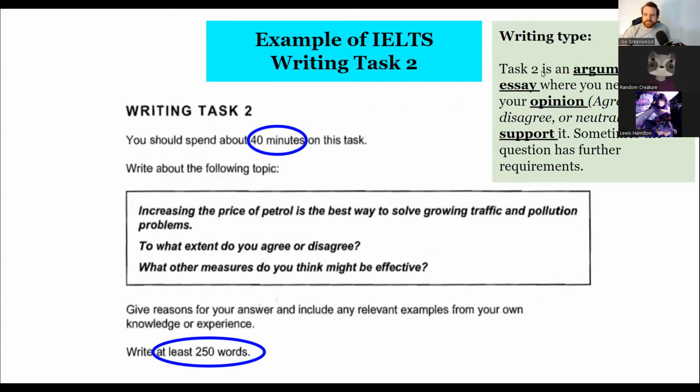It's an argumentative essay where you need to state your opinion, agree, disagree, or neutral, and support it. And sometimes the question has further requirements, like here. It says, what other measures do you think might be effective? So you do have to read the question very carefully. Usually it says something like this: to what extent do you agree or disagree? So that's why it's an argumentative essay with your opinion.